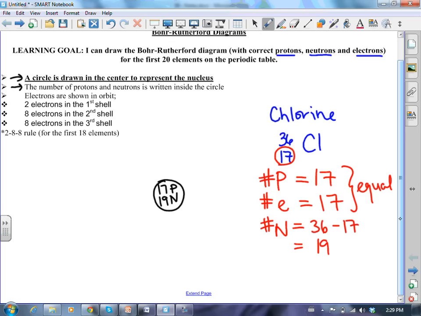Okay, so the first 2 electrons are in the first shell. It's kind of like planets orbiting the sun. So here's the first shell, and you've basically got 2 electrons, one up top and one on bottom in that first shell. The second shell is going to be a little bit bigger.